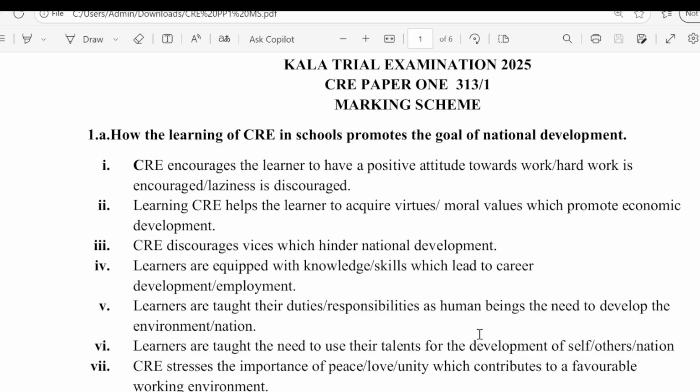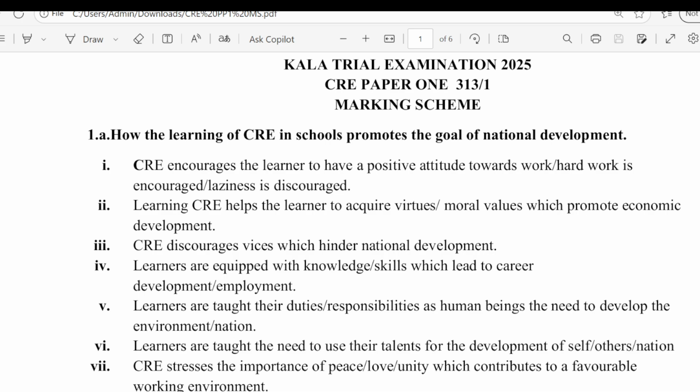Those are the questions. The first question: how the learning of CRE in school promotes the goal of national development. The answers are as follows. CRE encourages the learners to have a positive attitude towards work, as hard work is encouraged and laziness is discouraged.